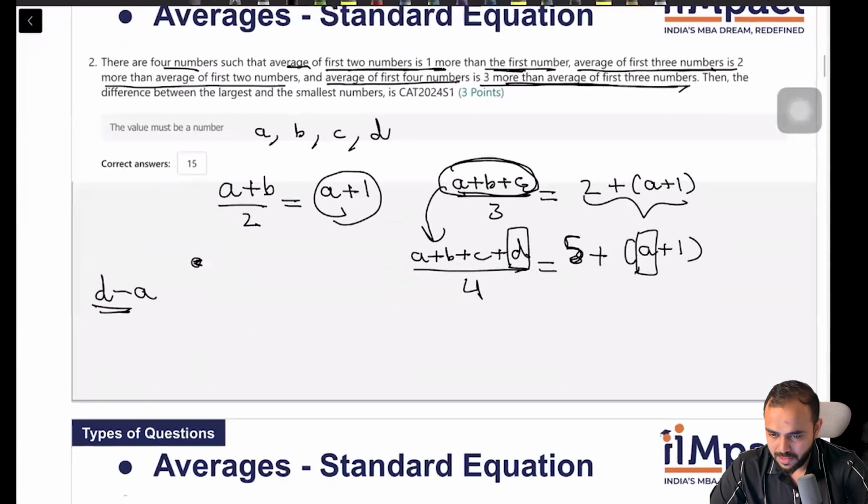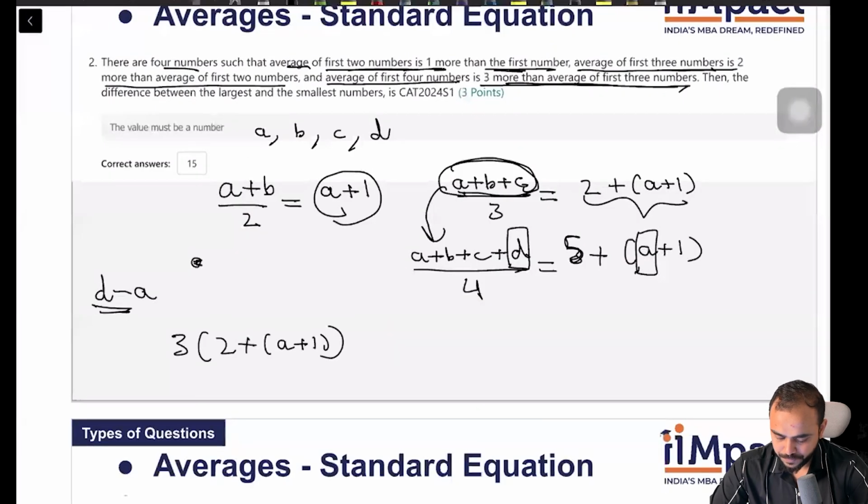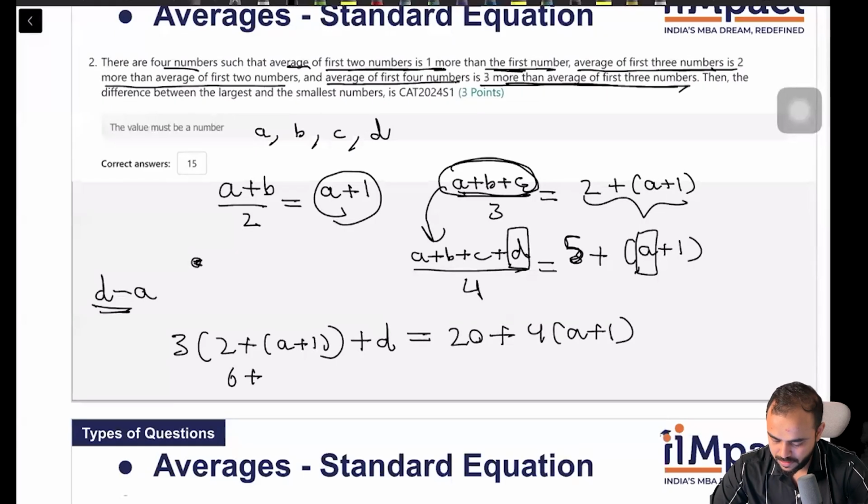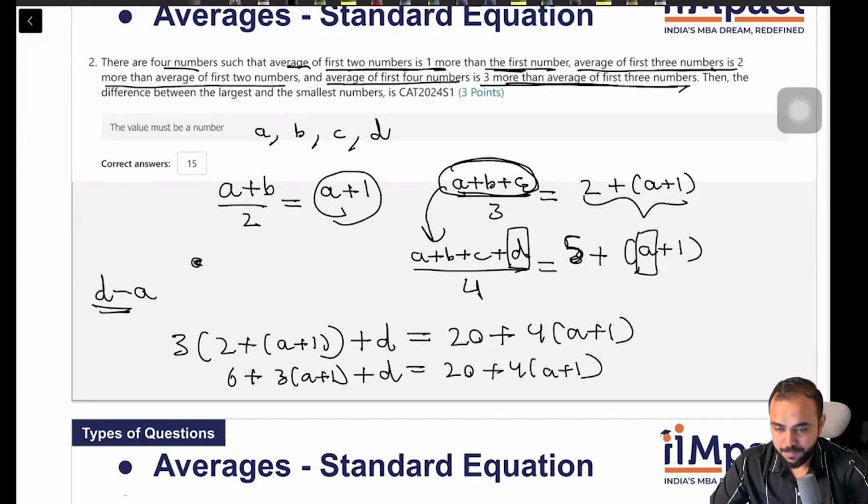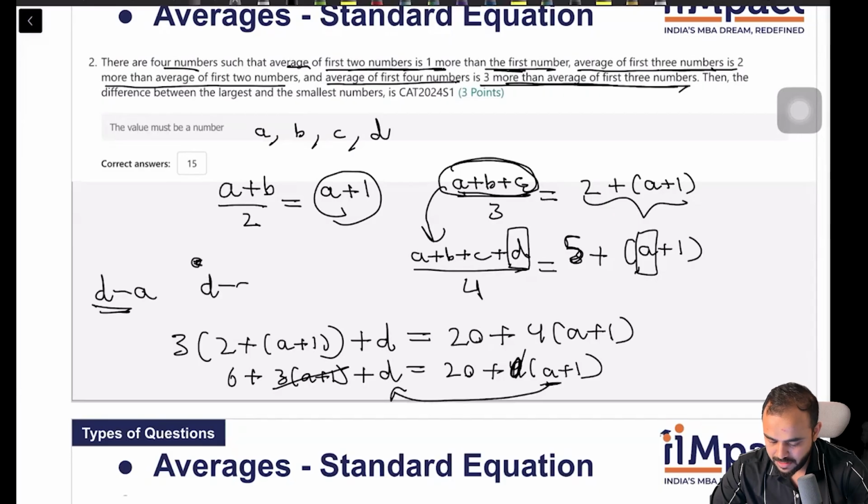So a + b + c will become 3 into 2 + a + 1, plus d is equal to 4 into 5, 20, plus 4 times (a + 1), which will give me 6 + 3 times (a + 1) + d is equal to 20 + 4 times (a + 1). Now this 3 times (a + 1) will cancel out this 4, and this a I can bring here, which will give me d minus a is equal to 20 + 1, 21 minus 6, which is 15.